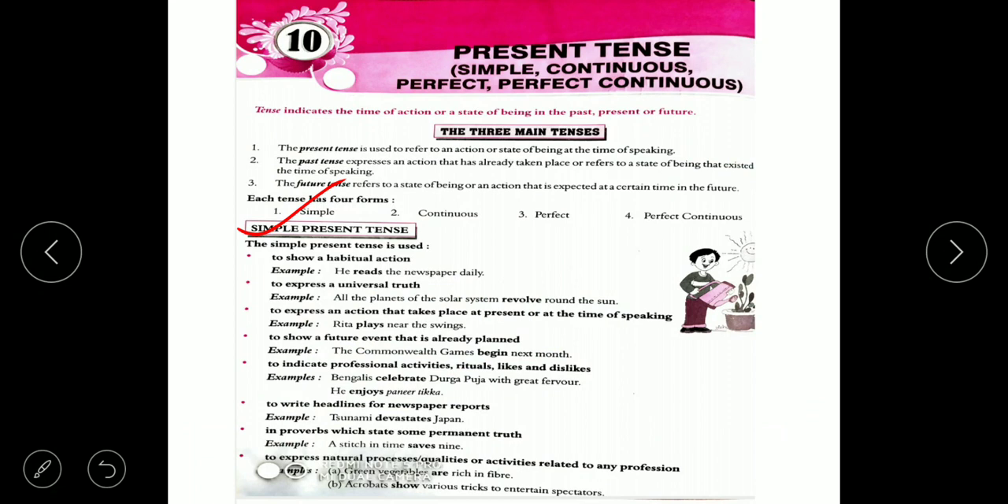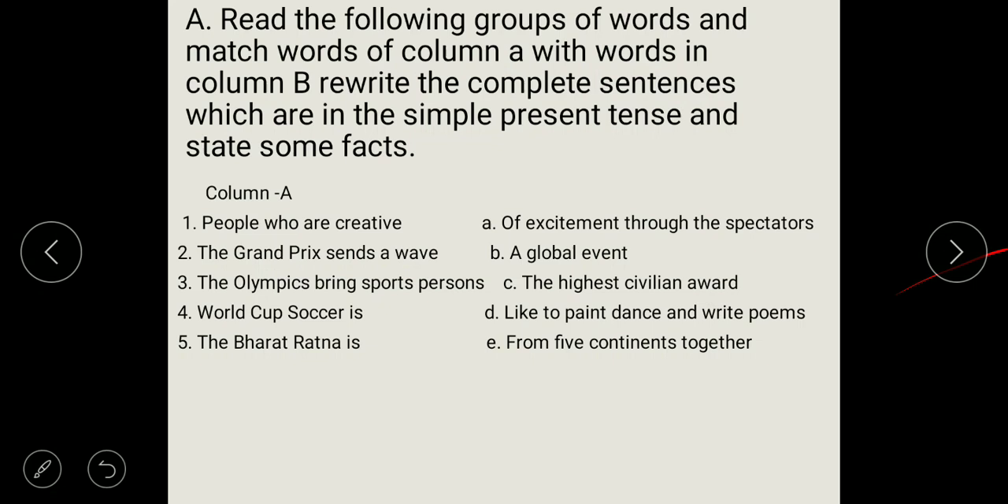To express natural processes, qualities or activities related to any profession, like green vegetables are rich in fiber. Acrobats show various tricks to entertain spectators. Form of simple present tense: with I, we, you, they, we have to use the first form of the verb, like I read, you read. And with he, she, it we have to use the first form of the verb plus s or es, like he reads, she reads.